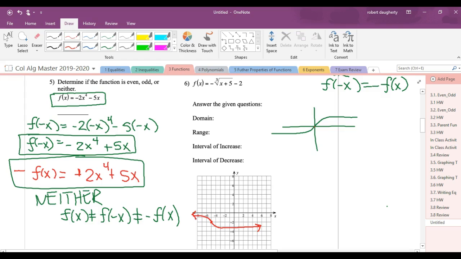So what is the domain? Negative infinity to infinity. What is the range? Negative infinity to infinity. Interval of increase. This function is always decreasing. So there are none for interval of increase, and the interval of decrease is negative infinity to infinity.